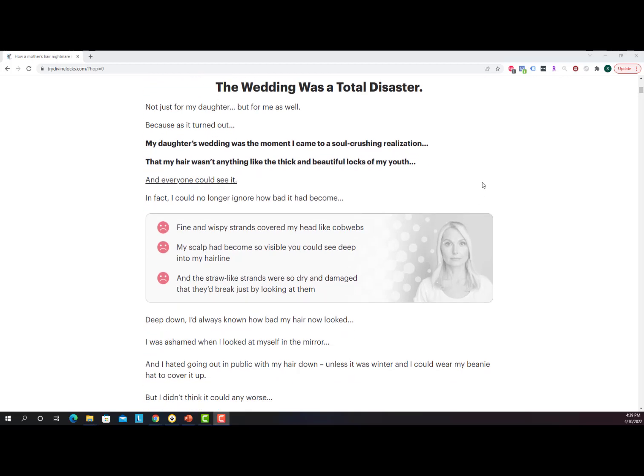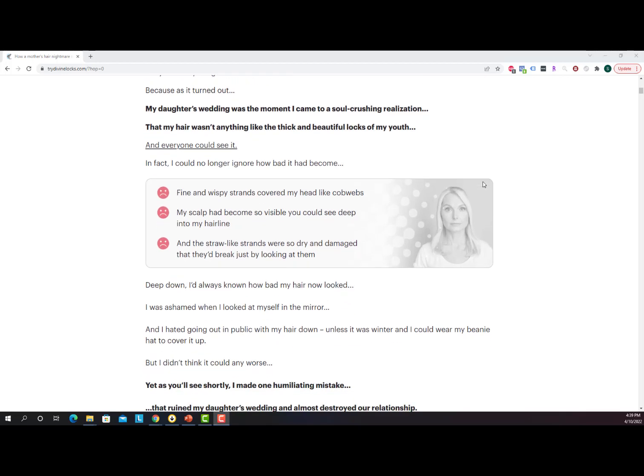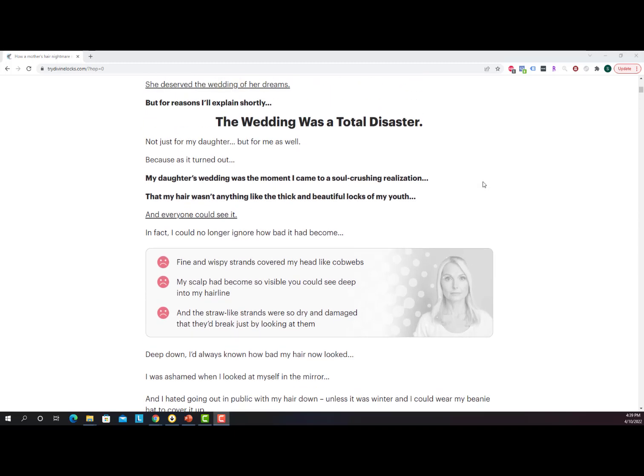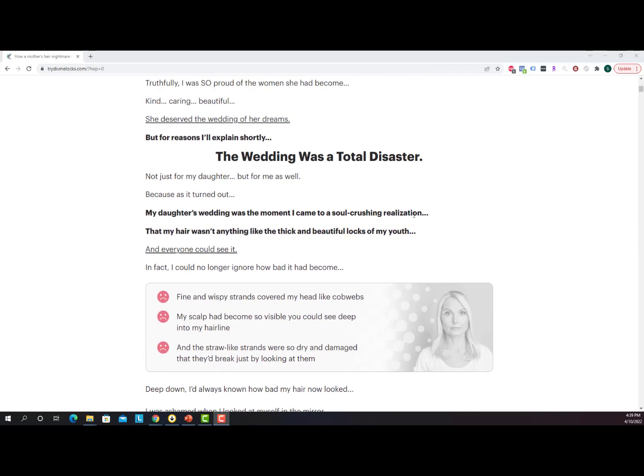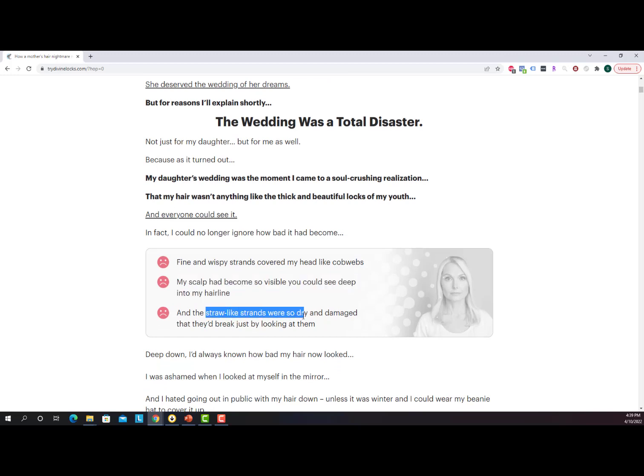And there at the salon, they mess up her hair. She already had very thin, very unhealthy, fine and wispy strands of hair. Her scalp had become visible, and they were so dry and damaged that they would break very easily.